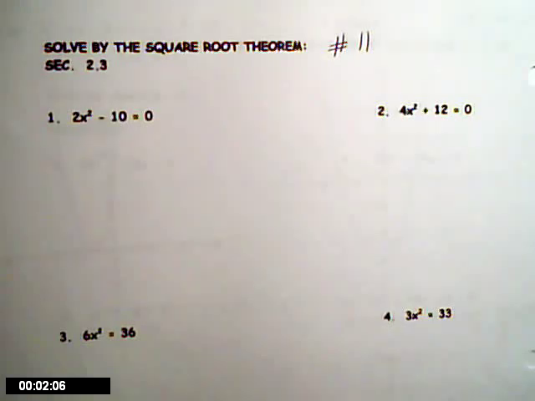In this video, we're going to look at solving quadratic equations by using the square root theorem. This is going to go along with homework assignment number 11. Now, these problems are just going to say solve. They're not going to give you a method.